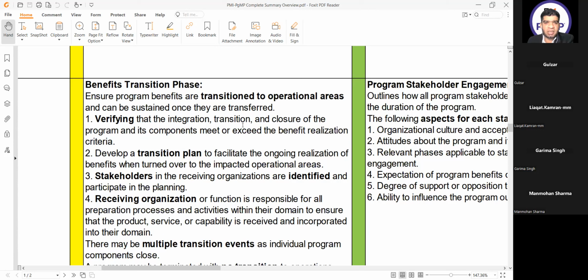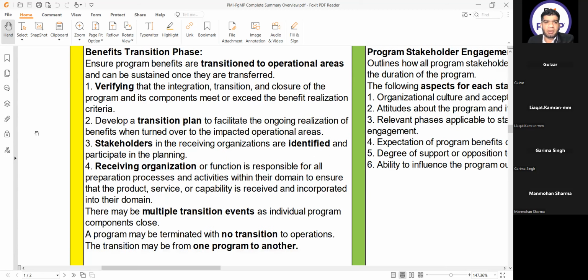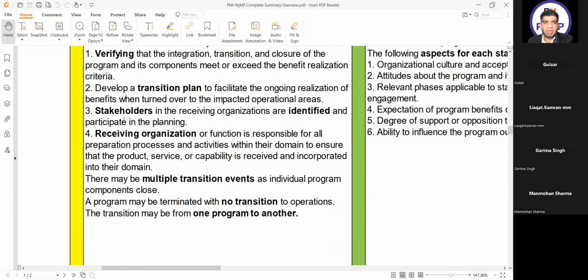Verifying that the integration, transition, and closure of the program and its components meet or exceed the benefit realization criteria. Develop a transition plan to facilitate the ongoing realization of benefits when turned over to the impacted operational area. So the keyword is transition plan.